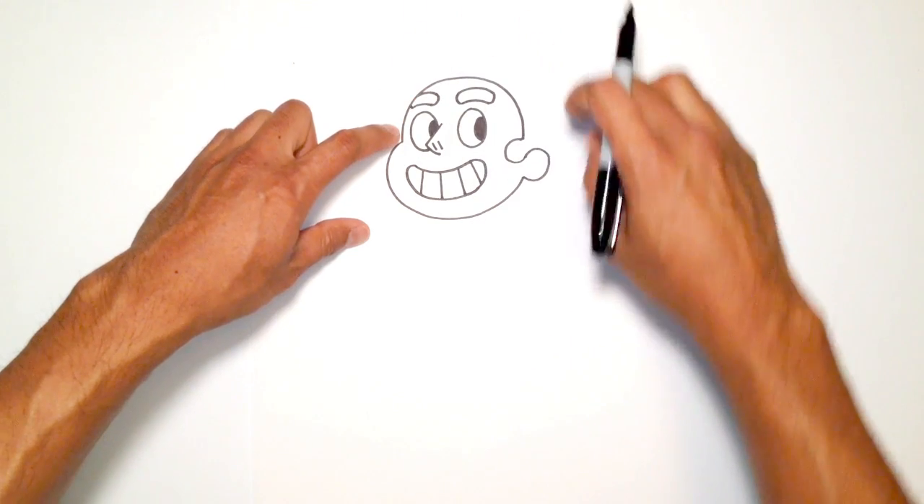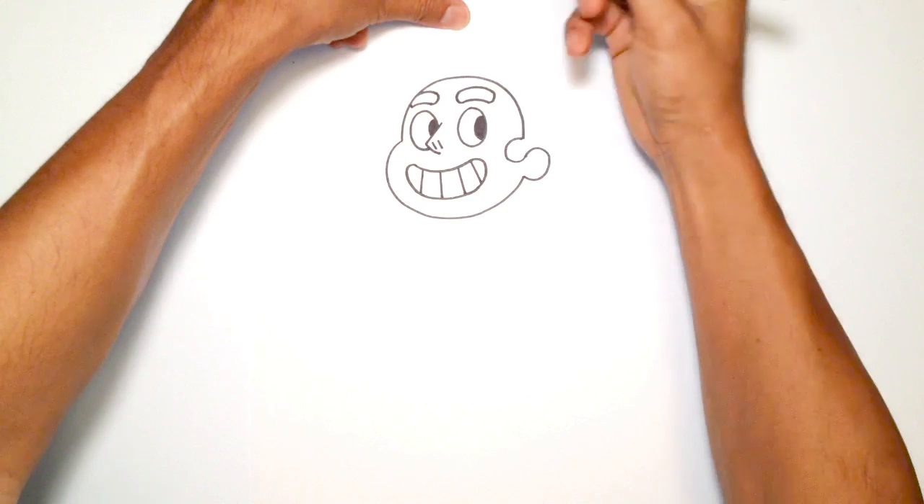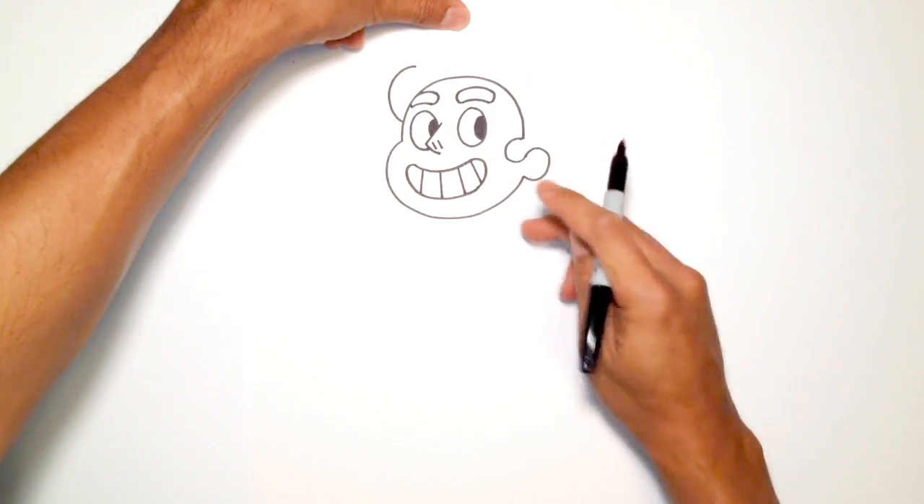So he's got some pretty big hair. I want to make sure that I go big enough. I don't want the hair to be too short. So let's go ahead and start the hair right about here. Just draw the first lump.